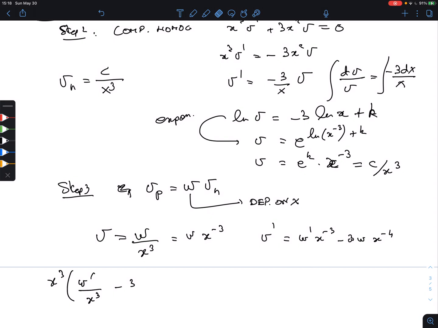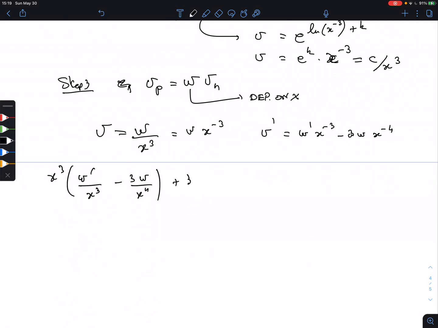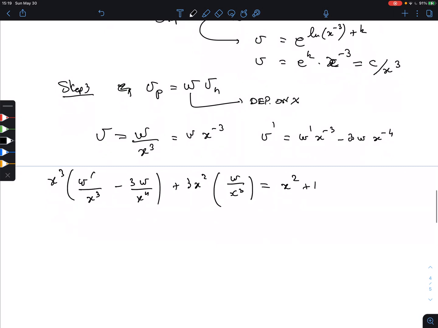I'm sorry, I was so focused on getting the derivative of that thing, then I wrote a w here. Minus 3w over x to the fourth, that is the first term. The second one is plus 3x squared w over x cubed, and that is equal to x squared plus 1. So we get some cancellations here. We'll expand this: w minus 3w over x plus 3w over x equals x squared plus 1.